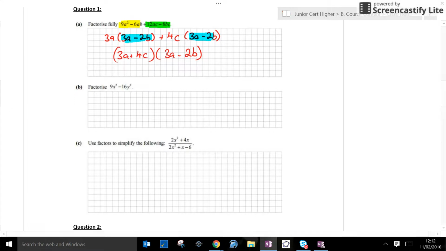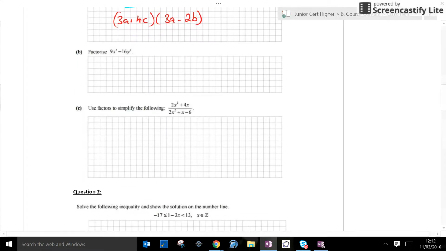Let's move on to part B. Again, we've got an algebraic expression we need to factorize. This time it's only 2 terms, 9x squared minus 16y squared. We notice 9 and 16 are square numbers. x squared and y squared are also square numbers. So therefore we have what's known as the difference of 2 squares.